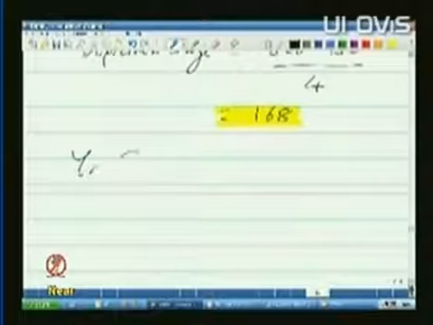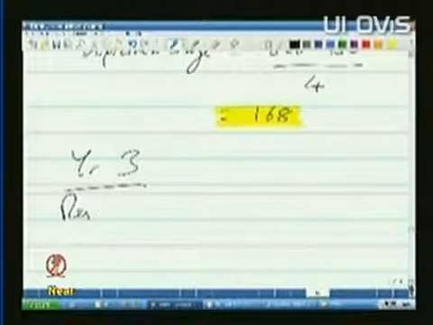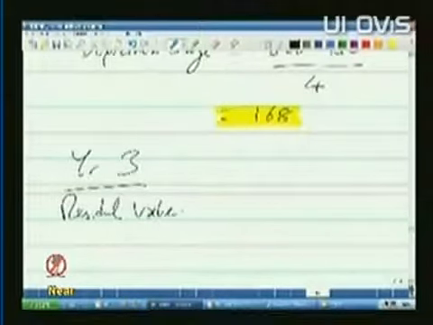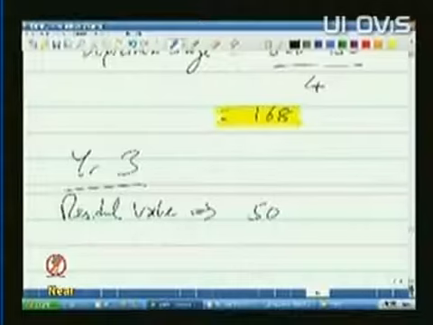So in year 3, my residual value has fallen. My residual value has actually now gone down to 50. The bottom has dropped out of the market on this particular asset. We're having a global credit crunch, and therefore no one's buying these assets anymore. So the residual value is now 50.